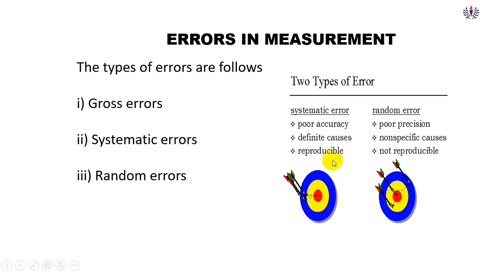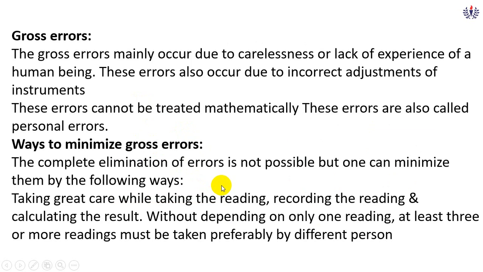Okay. So what is the comparison of these? A systematic error has poor accuracy, definite causes, and it can be reproduced. But a random error has poor precision, it is caused by non-specific causes, and it is not reproducible. So these are the basics of gross error, systematic error, and random error. Now we can see each in detail.